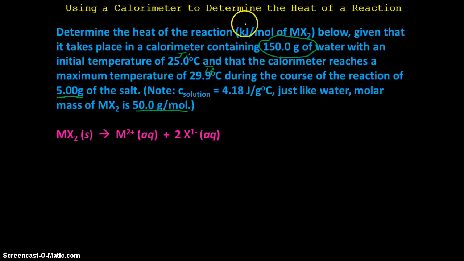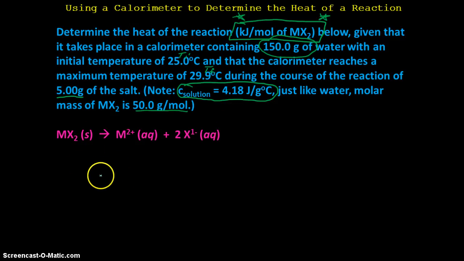Now what's important to note here is that we ask this to be recorded in kilojoules per mole of MX2, so that's going to be something that's kind of new for the processes we've been working with, so it's one of the reasons I want to walk through this with you. Other important thing to note before we get started, because this solution is dilute, the C for the solution is pretty much the same as water. It might vary slightly, but for the level and type of problem that we're working with, we're going to consider that they're basically the same thing.